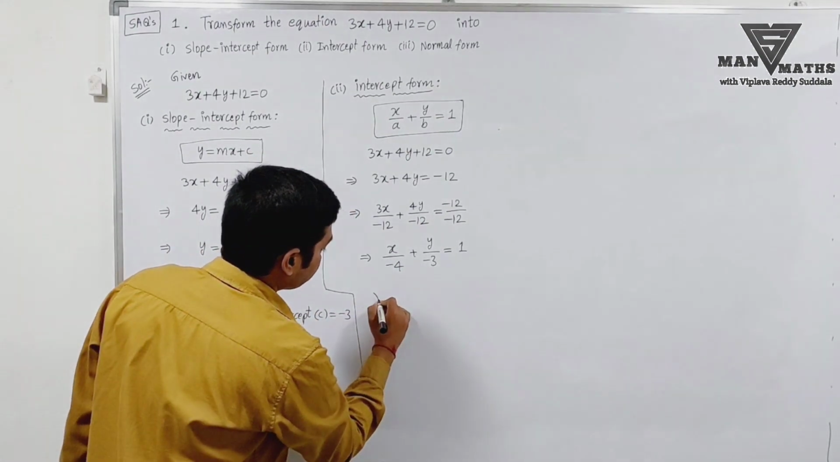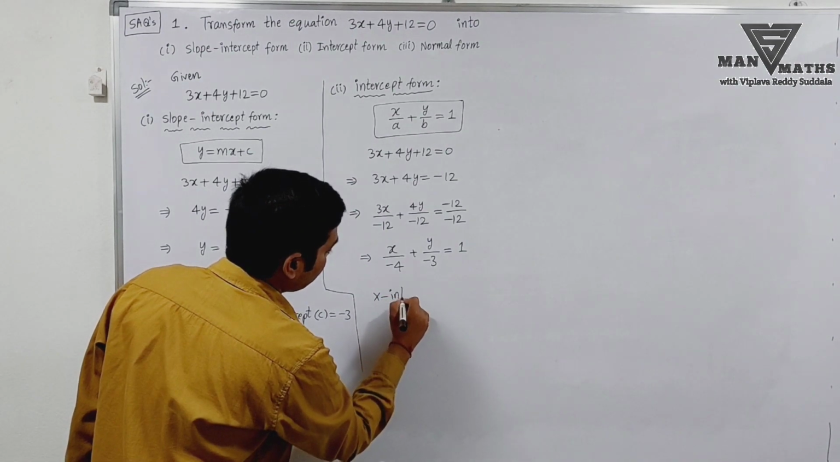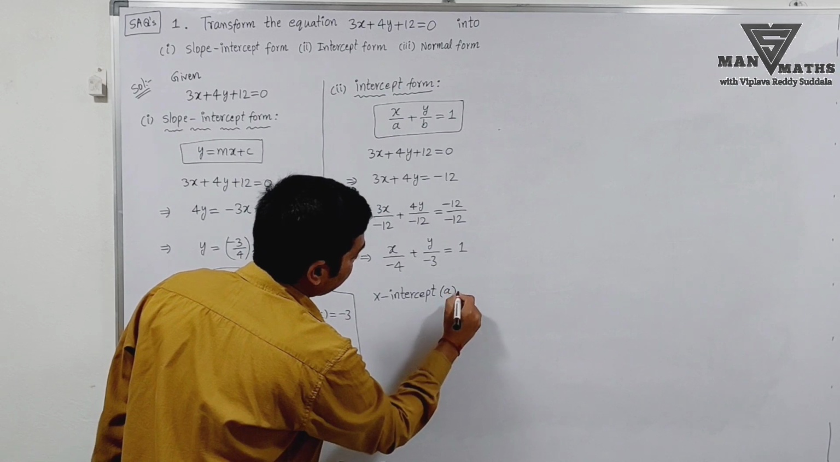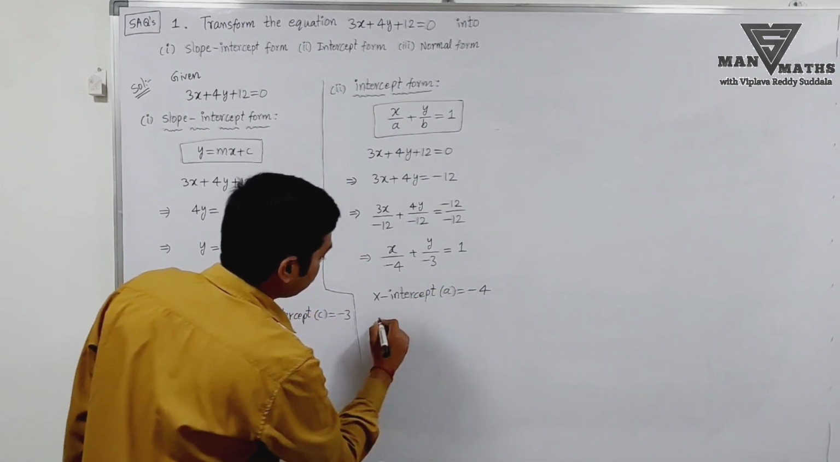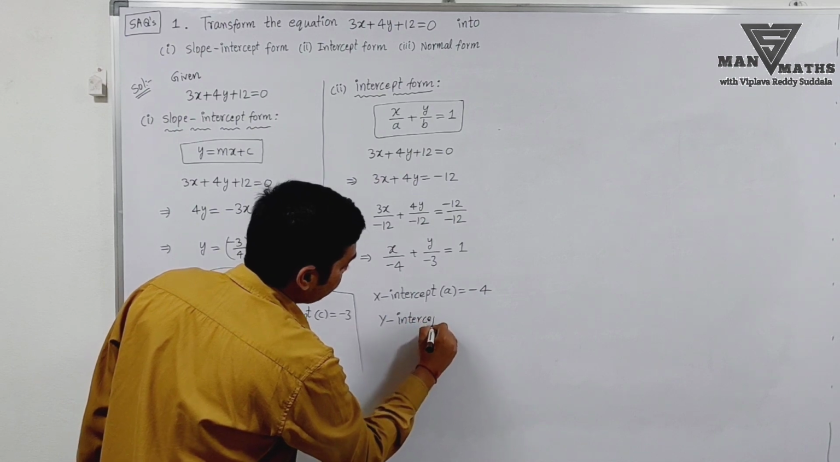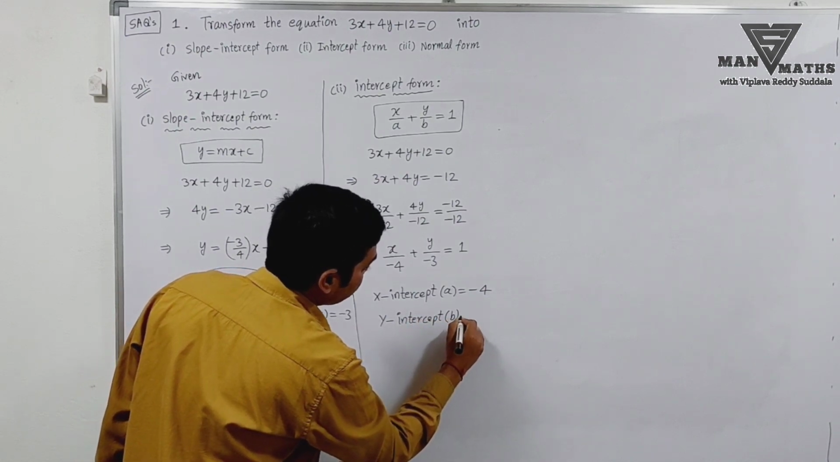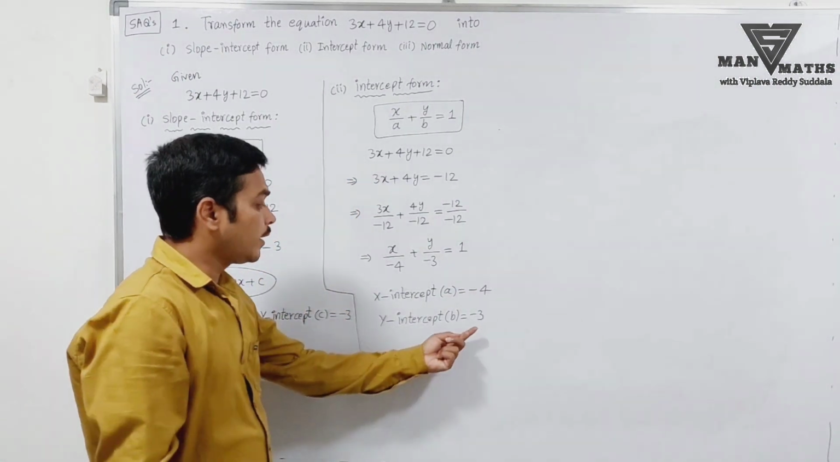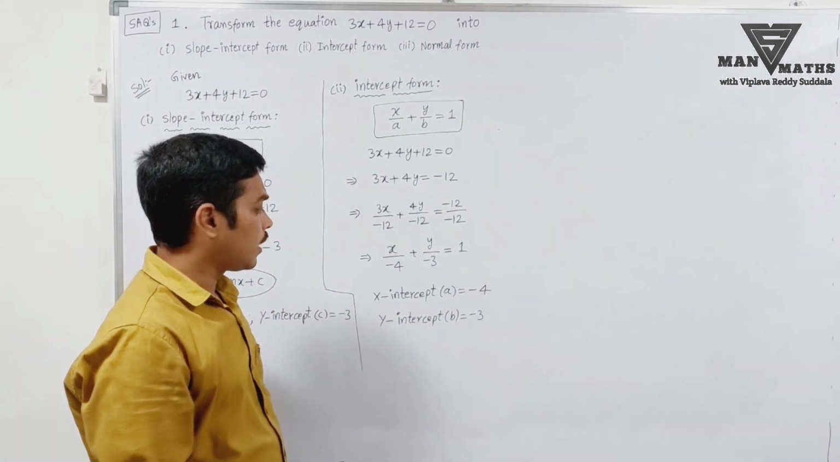From this equation, what is the x-intercept? The x-intercept, small a, equal to minus 4. The y-intercept, small b, equal to how much? Minus 3. Here the x-intercept is minus 4, the y-intercept is minus 3.